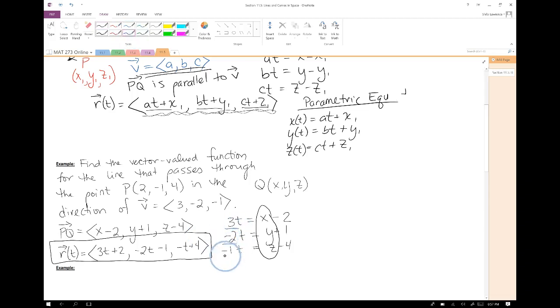The 3, -2, and -1 came from our direction vector, and then we got the -2 plus 1 minus 4 because we created a vector between P and Q, and when we do that, we do the Q components minus the P components, and we're using 2 as our common ratio.